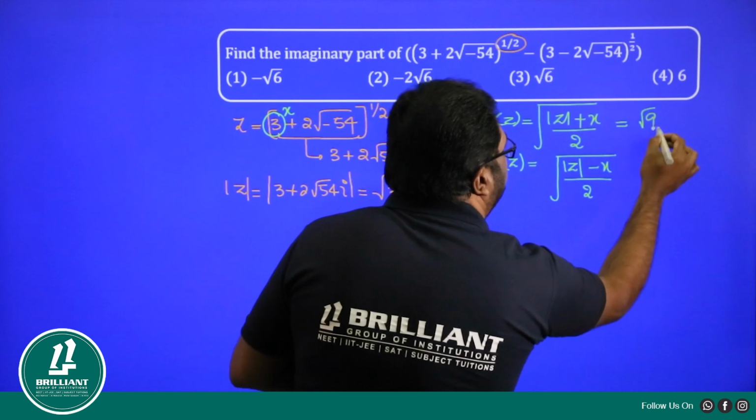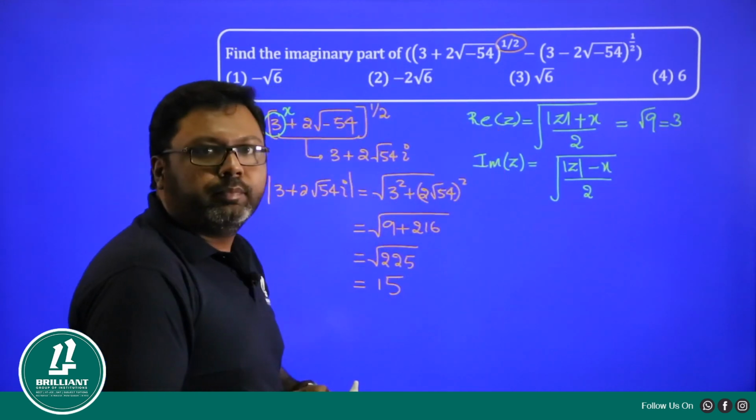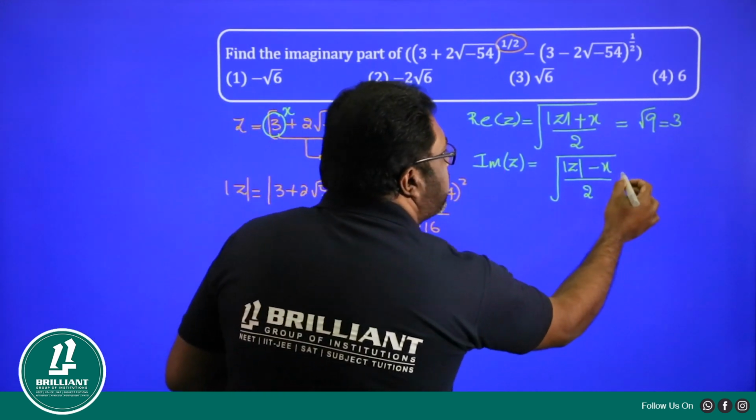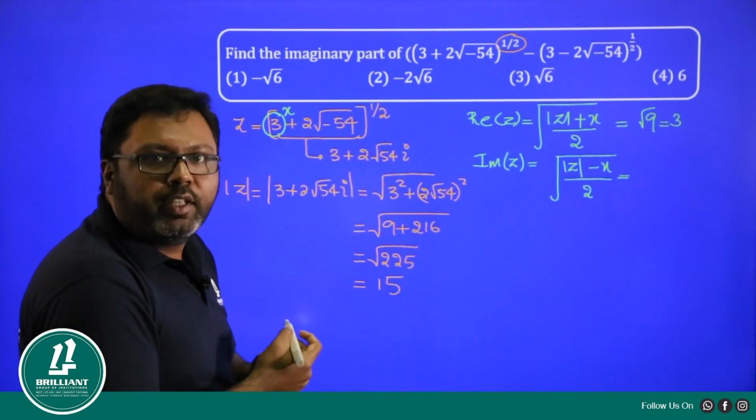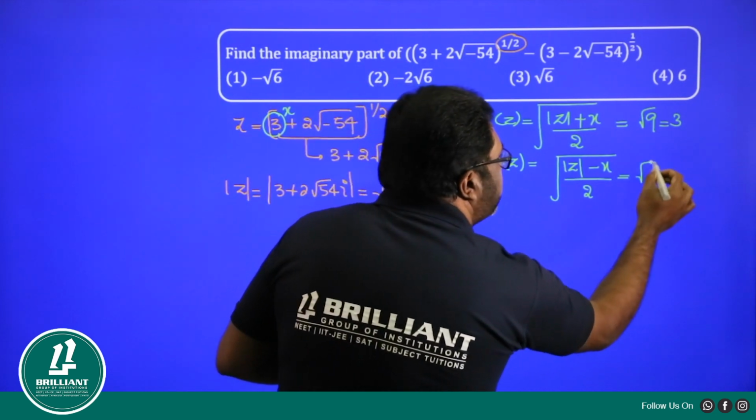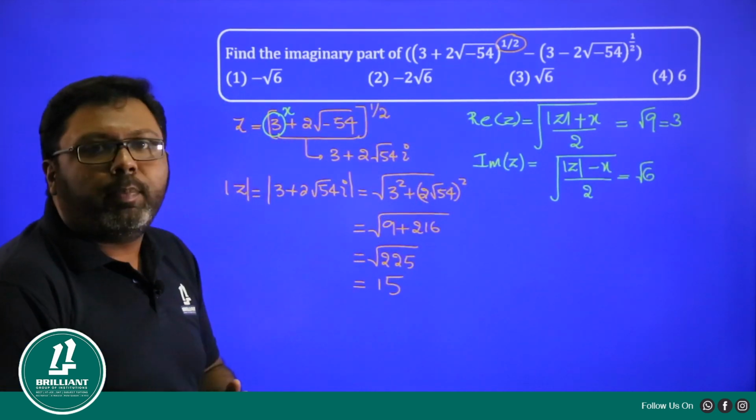So the square root of 9 is equal to 3. The imaginary part is 15 − 3, which is 12, divided by 2, which is 6, so the square root is √6. So the imaginary part is √6.